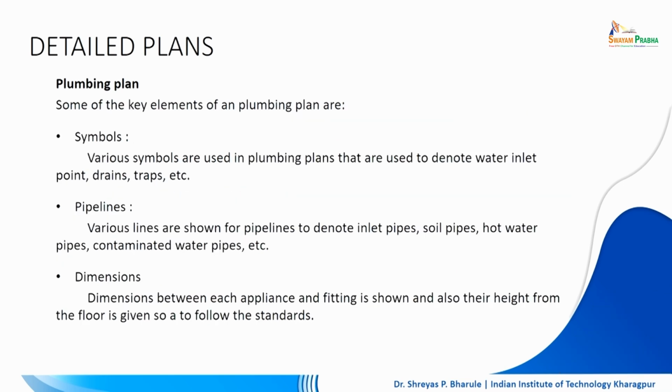So moving forward, in a plumbing plan, the key elements are symbols similar to the electrical layout that we discussed. There are specific plumbing symbols which are used to denote the water inlet, the points at which the water will be taken out, or water will be drained. The drains are also mentioned, the traps are also mentioned, and the water egress or outlet is also mentioned. So all of these different symbols are present, and we need to know them.